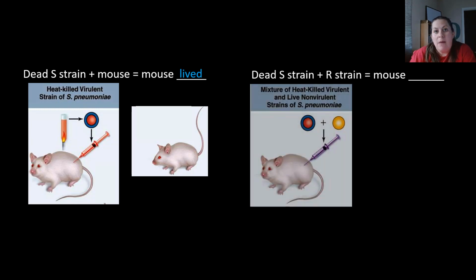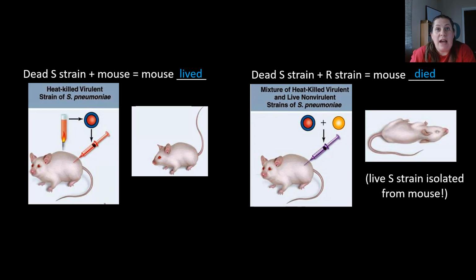So he said, all right, how about if I take that dead S strand, I kill off the S strand, but I mix it with the R strand. In both cases, the dead S strand and the R strand, the mouse lived. So he's thinking, well, maybe the mouse will live. But the issue was the mouse died.